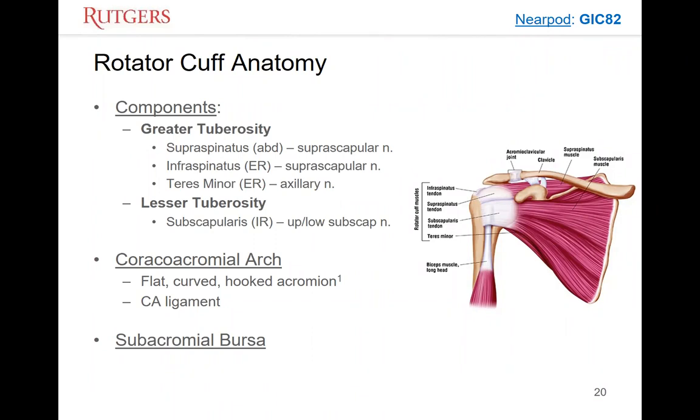Along with the capsule, the coracohumeral ligament, and the glenohumeral ligaments, the rotator cuff forms a confluent insertion on the humeral tuberosities. That's approximately 2 centimeters in width along the insertion.